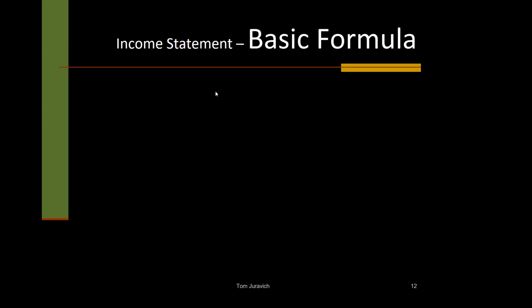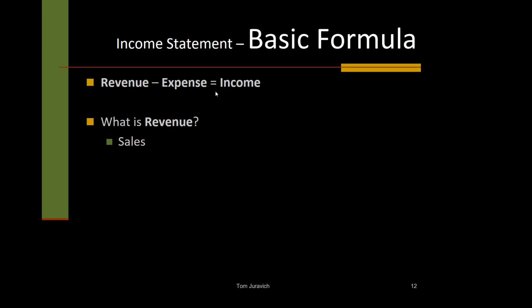The basic formula for an income statement is quite simple. It's simply revenue minus expenses equals income. But we simply don't leave it at that level. For example, even this notion of revenue can be more complex than it might seem. We typically think of revenue as the sales of a firm that they receive from a product or a service.